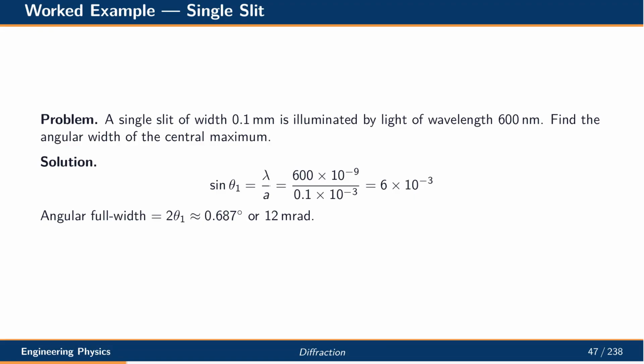Consider a single slit of width 0.1 mm illuminated by light of wavelength 600 nanometers. The first minimum occurs at a sine angle of 6 times 10 to the minus 3. Therefore, the angular full width of the central maximum is about 0.7 degrees or 12 milliradians. This shows how even a very small slit produces a measurable diffraction pattern.